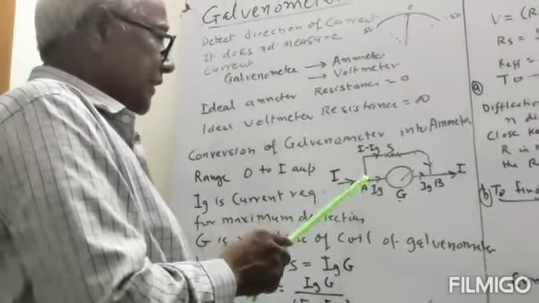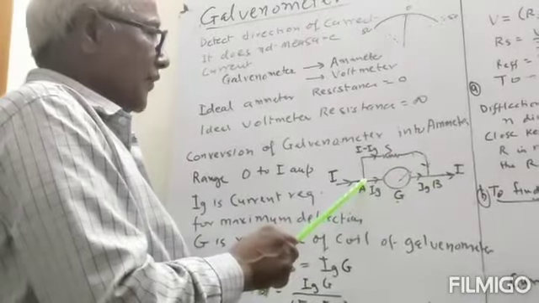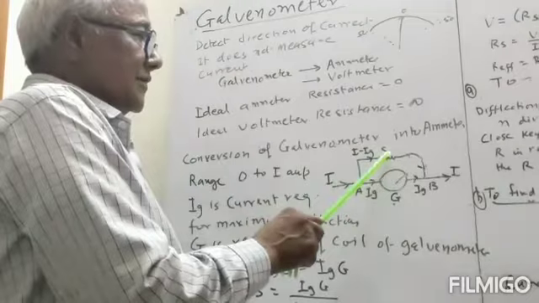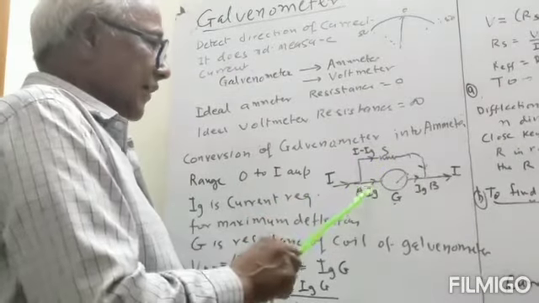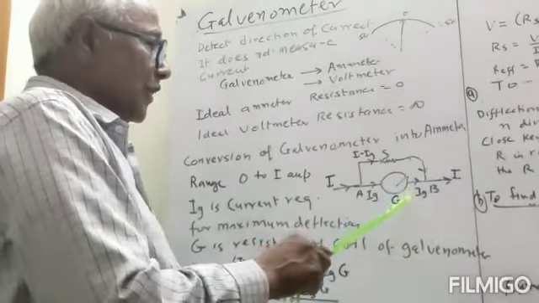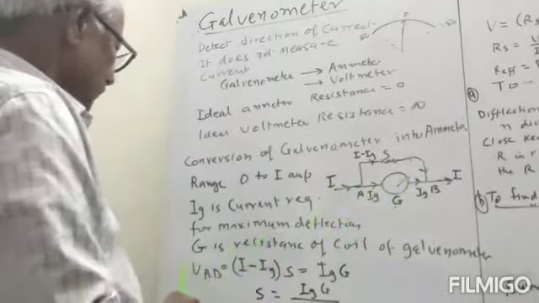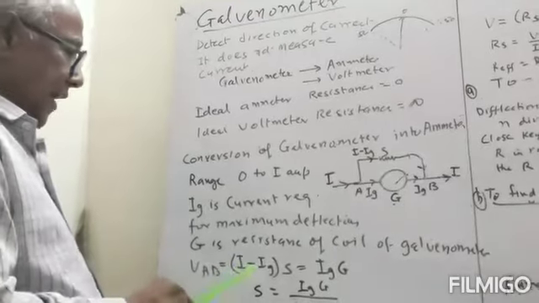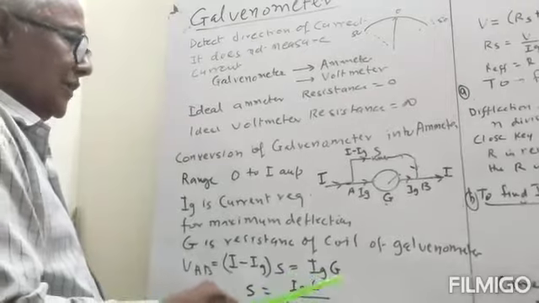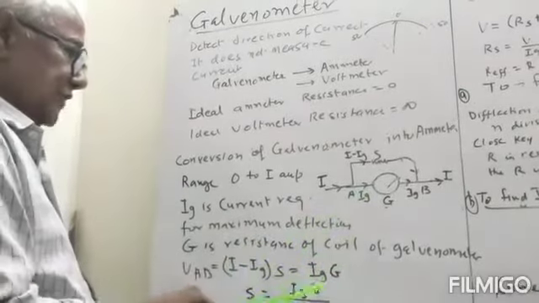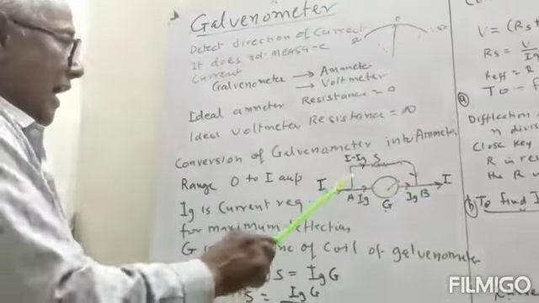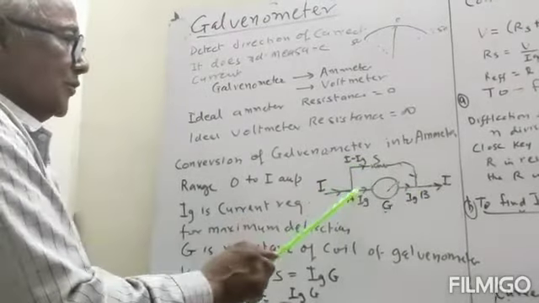Now at this point A and B, the potential difference will be equal to (I − Ig) into S. Similarly, we can find the potential difference AB will be equal to Ig into galvanometer resistance. So V_AB will be equal to (I − Ig) into S, and this is equal to Ig into G. Ig into G is the potential difference between A and B. Similarly, (I − Ig) into S is also the potential difference between A and B.